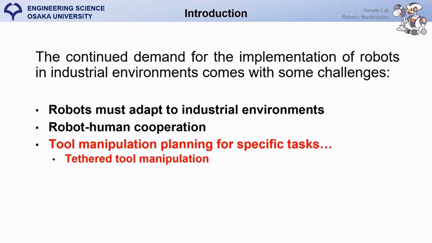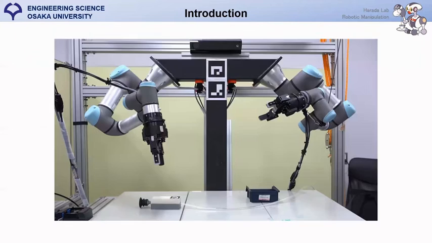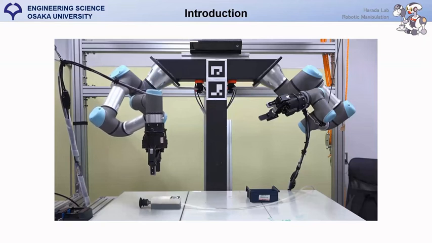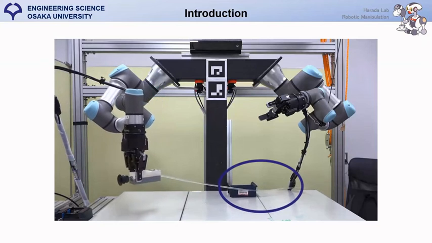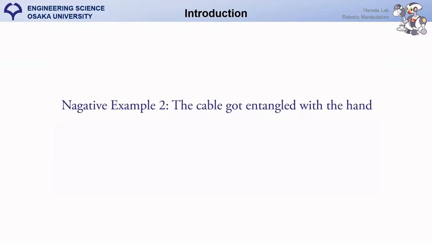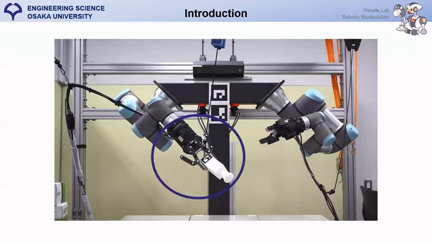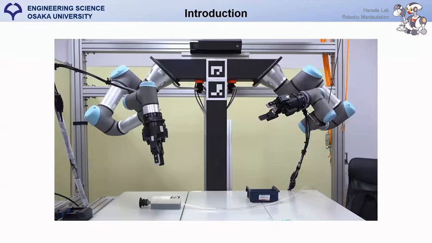A subset of this problem is the manipulation of tethered tools, or tools that possess some kind of cable. This is a more difficult challenge because the tool cable's movement and position can be difficult to predict, which can cause problems with collisions and entanglements. Here we have an example of unplanned motion with a tethered tool. As you can see, the cable collides with the robot environment. We can also see that if the cable is not taken into account, it can get entangled around the robot, which may cause accidents.